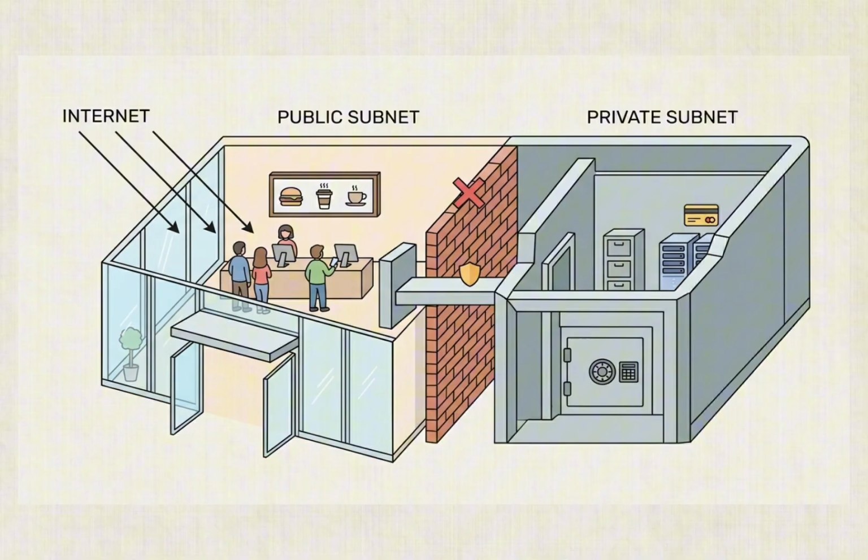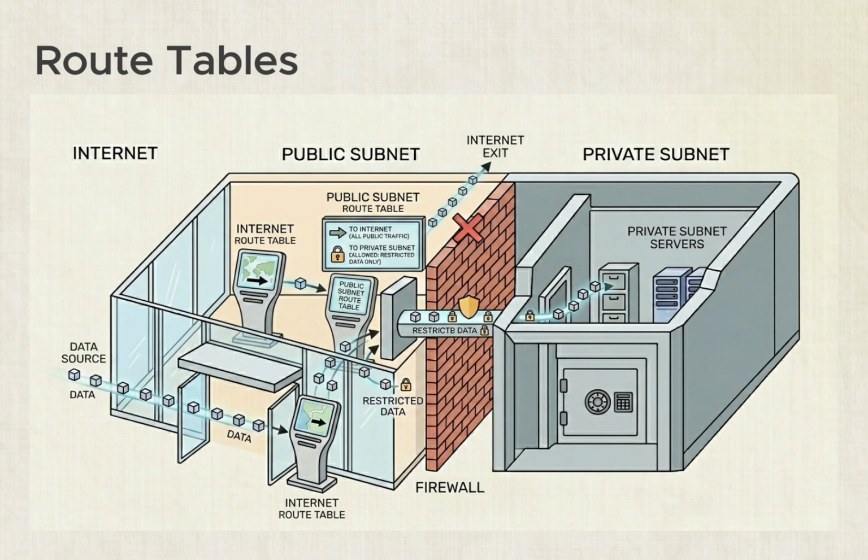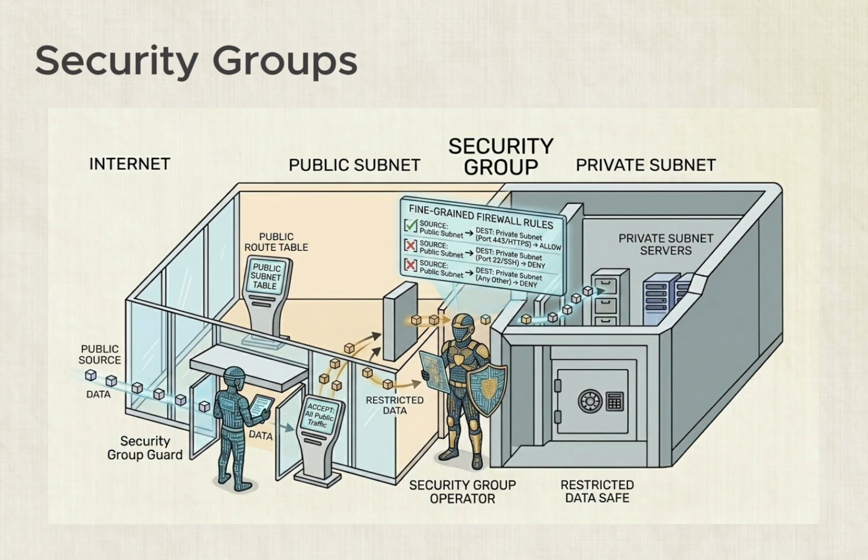To guide data safely through these zones, we use route tables, which act as the building's navigation directory, showing packets exactly where to travel. We also station security groups, our digital security guards, at every single door to enforce fine-grained firewall rules, ensuring only authorized data packets can move between rooms.